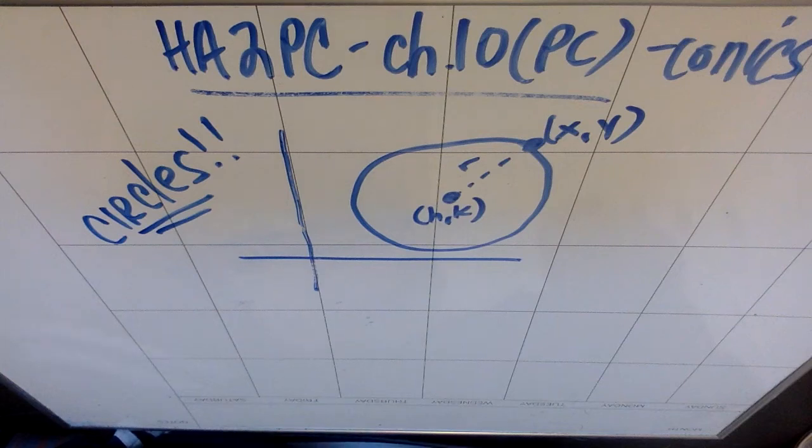This is Honors Algebra 2 Pre-Calculus. We're doing Chapter 10 in Pre-Calc, which is conics. So we're going to talk about circles in this video, which is not actually an entire section in the conic part of our book, but it's important to know the formula of a circle because it's going to come up. It comes up in calc.